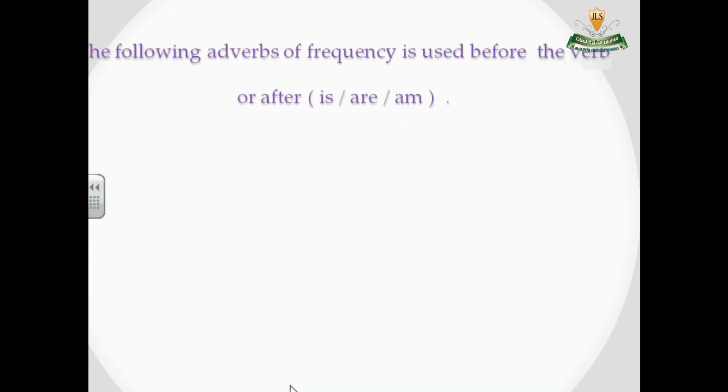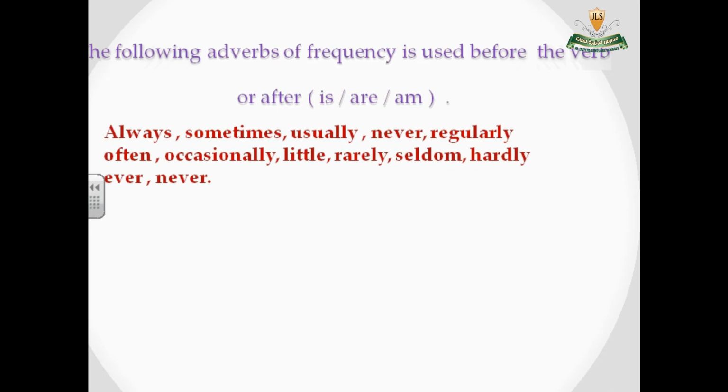The following adverbs of frequency are used before the verb or after is, are, or am. As we know, the adverbs of frequency: always, sometimes, usually, never, regularly, often, occasionally, little, rarely, seldom, hardly ever, and never. Now, Russia always sleeps late. Here the adverb of frequency comes before the verb, and this doesn't change the verb in the present simple tense.